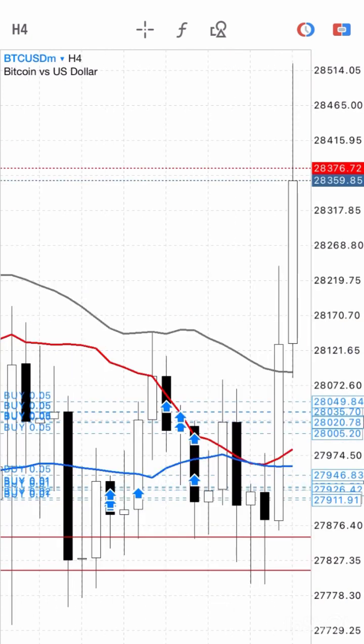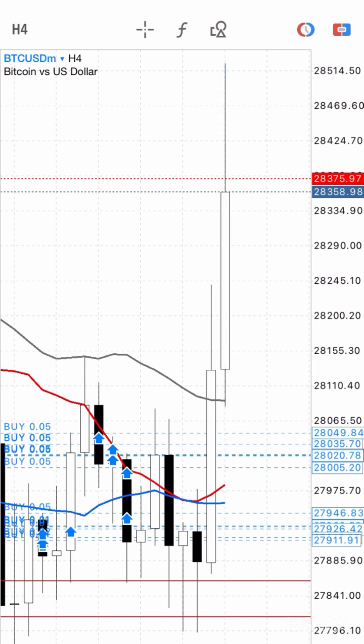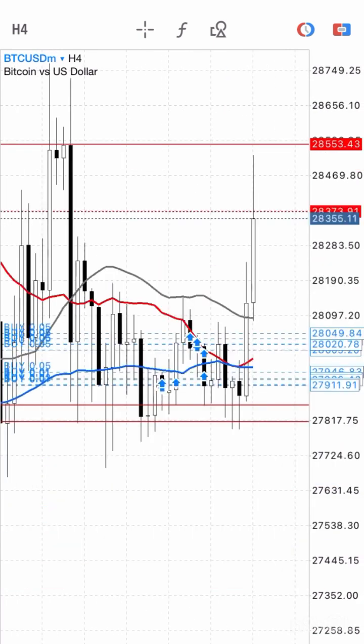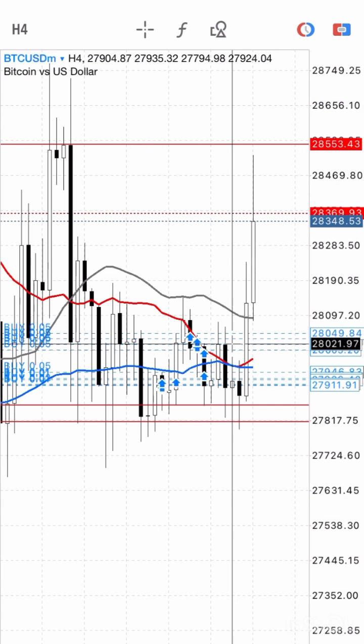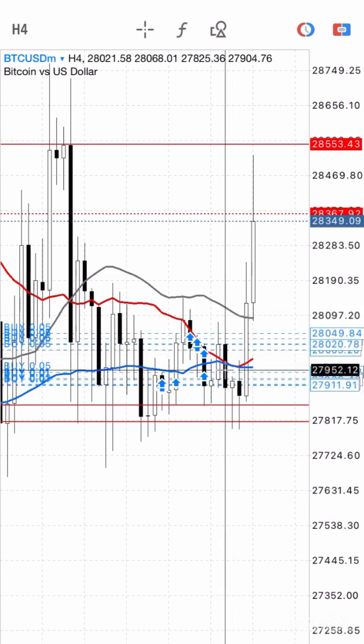Moral of the story is, you just have to be patient with the strategy. Don't rush it. As you can see, all my entries were down there, and I added really heavy entries. The bigger lot sizes were above this level. Below the level were lower lot sizes.